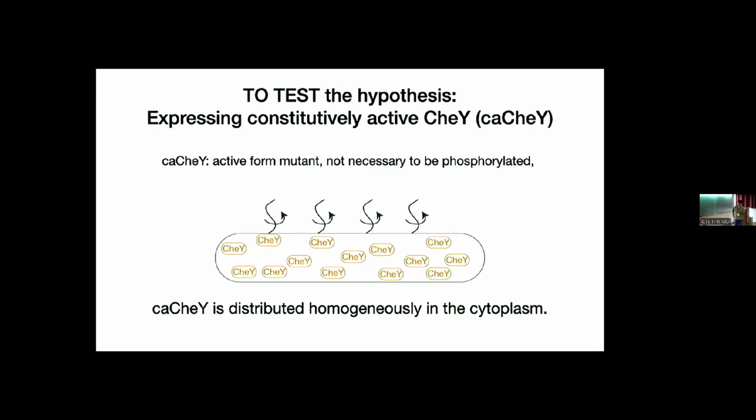So we sought to test this hypothesis in experiment. To this end, we used a constitutively active KY. This is an active form mutant, which means it doesn't require phosphorylation. It is always able to bind to the flagella motor. And we also checked that the distribution of this KY is homogeneous in the cytoplasm, so there is no inhomogeneity of the distribution.